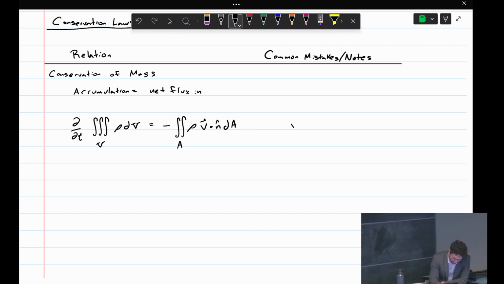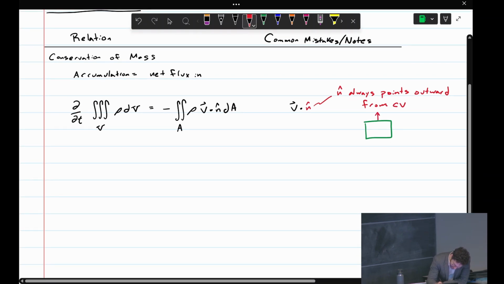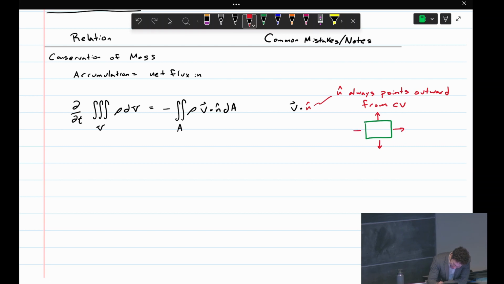So the common mistakes here, I would say, come from v dot n hat. It's important to remember that n hat always points outward from the control volume. So if you have a box like that, and that's our control volume, on each of these surfaces, the n hat will do this. On the left-hand side, n hat would be negative x, and on the right-hand side, n hat would be positive x.